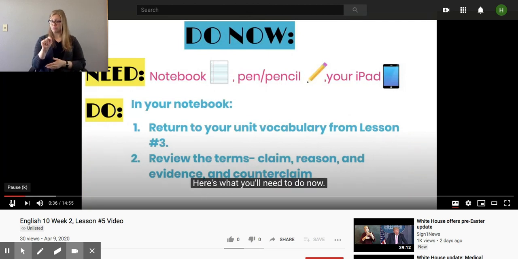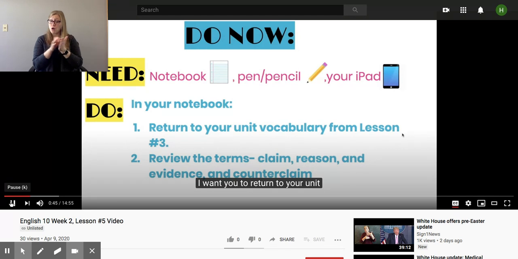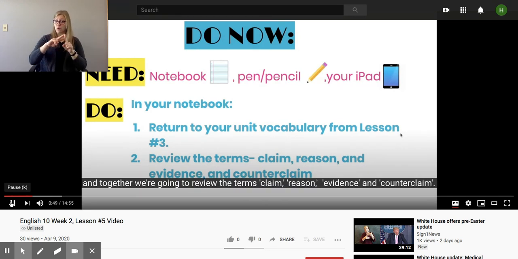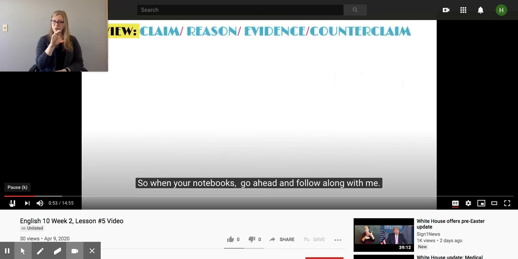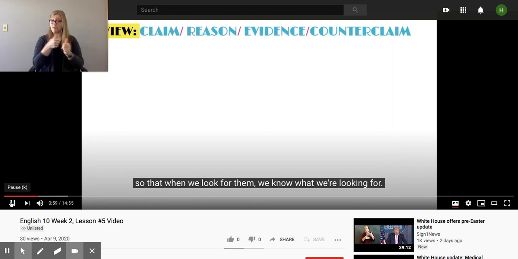Here's what you'll need to do now. You need a notebook, a pen or a pencil, or your iPad. And in your notebook, I want you to return to your unit vocabulary from lesson number 3. And together, we're going to review the terms claim, reason, evidence, and counterclaim. So in your notebooks, go ahead and follow along with me. We want to make sure that we have a good understanding of what these terms are so that when we look for them, we know what we're looking for.